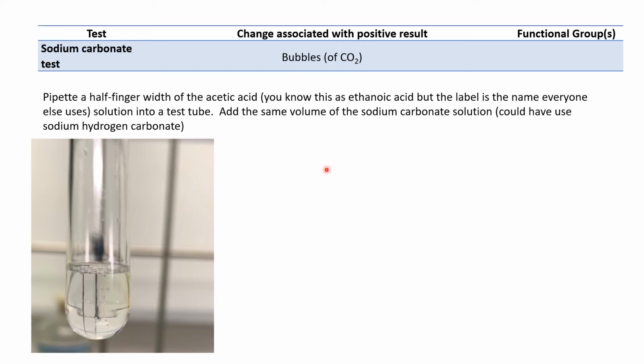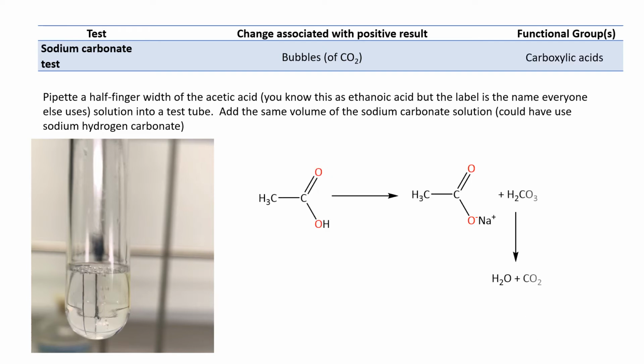If we'd wanted to, we could have collected that gas and tested for it by putting it into lime water, which would have gotten cloudy. And this is the classic test for carboxylic acids. There's the acid, you react it with sodium carbonate, and you make H2CO3, so-called carbonic acid, extremely unstable, immediately decomposes to give you water and the CO2 gas, which is what you see bubbling off.